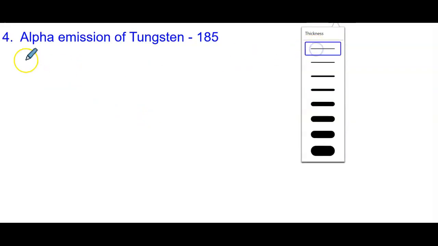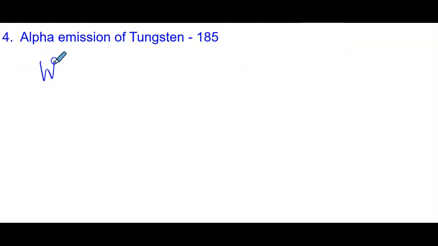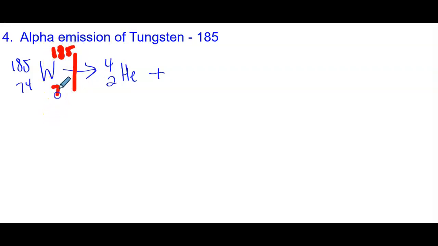So we are going to go to tungsten 185, and tungsten has an atomic number of 74 because I looked it up on the periodic table. It says alpha emission, so it means it emits, gives off an alpha. We know alpha is 4 2 He plus something. We don't know what that something is, so we're going to think about that like this, and we're going to say 185 and 74.